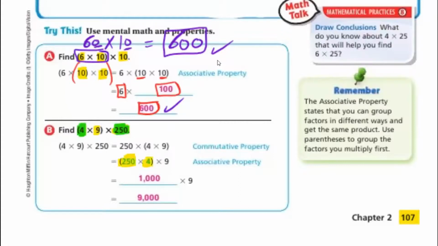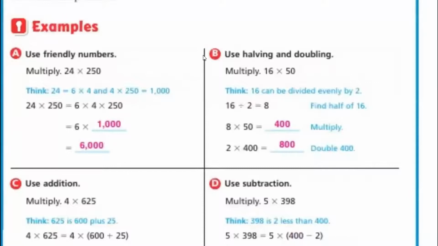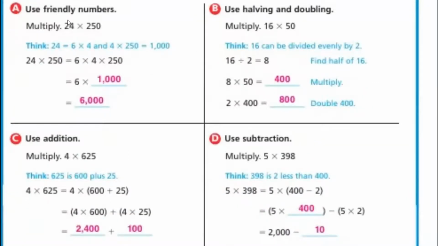150 multiplied by 4 and put the 9 at the end here. So as we said before, you have to keep in your mind 250 multiplied by 4 equals 1,000. Multiplied by 9 equals 9,000. So it's very easy now. Okay, now we have here many examples and many ways to multiply.